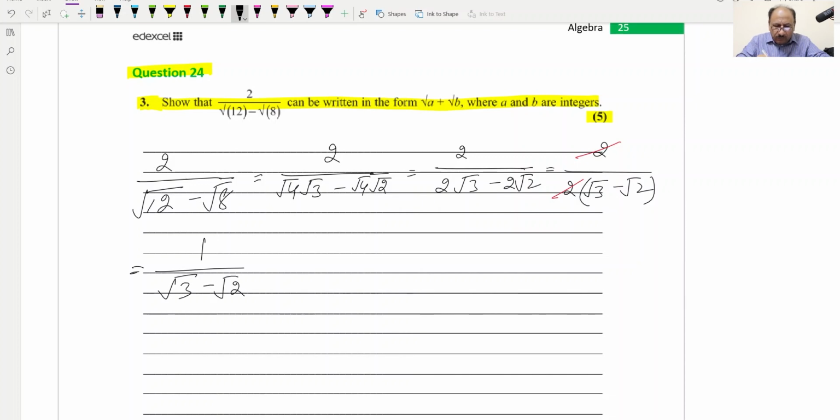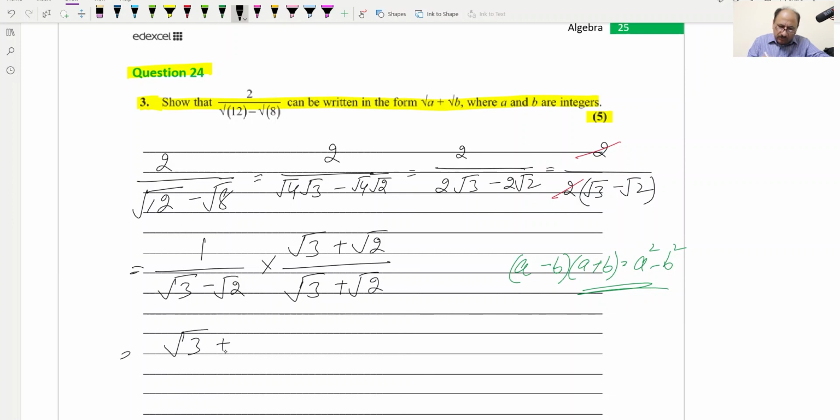Now we can rationalize, so it will be under root 3 plus under root 2 and under root 3 plus under root 2. Again we have that formula, which is a minus b into a plus b will be resulting to a square minus b square. Denominator will be applying this formula, and numerator as it is under root 3 plus under root 2 over this will be under root 3 squared minus under root 2 squared by applying this formula, and this will be equal to what?